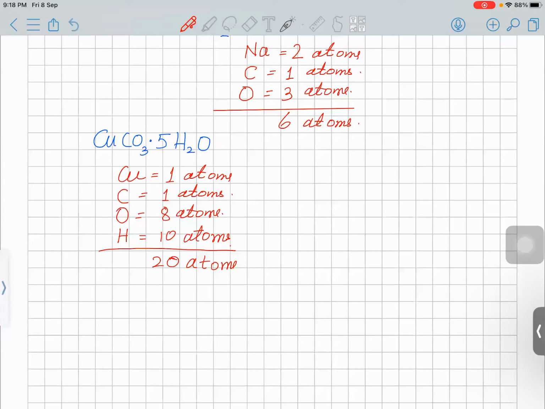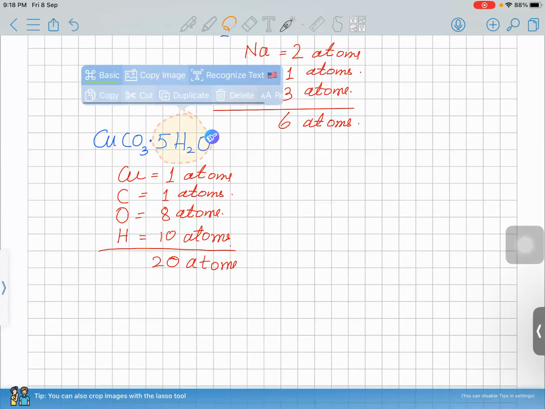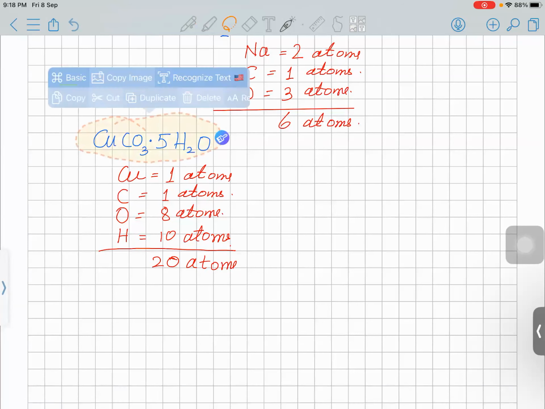Sir, what do you mean by the dot in the middle? It shows that this is water of crystallization. So water is attached with this compound. This is called a hydrated salt. Okay, sir.